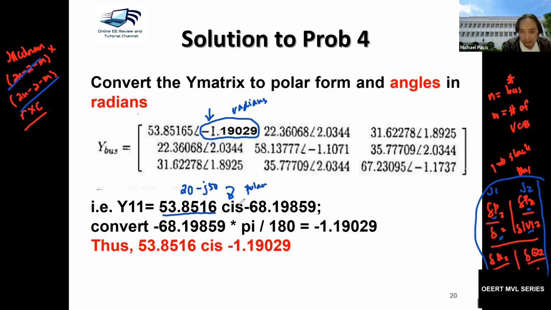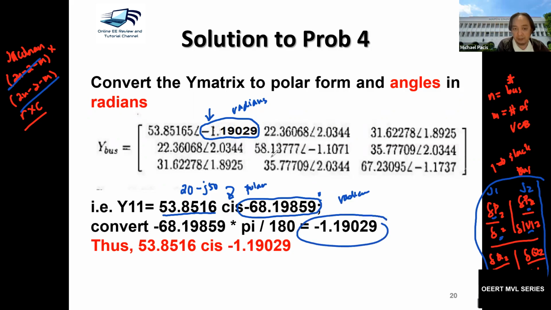But this one is in degrees, right? So that it can tailor fit with the equations, the problem needs it to be in radians. To convert it, you need to multiply it by pi radian over 180 degrees, and the answer in radians is 1.19029. Do the rest of the elements.